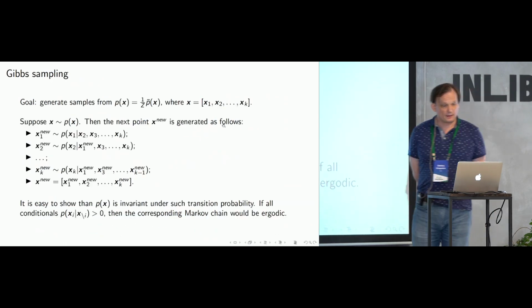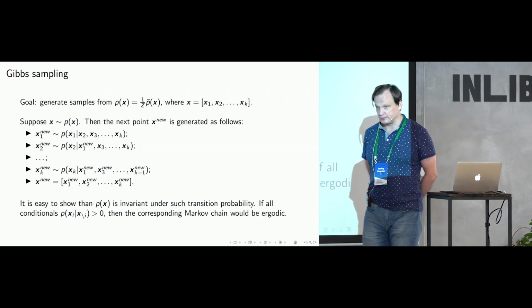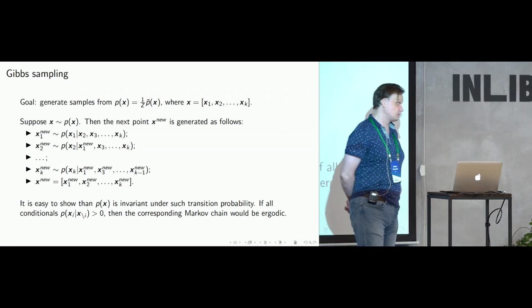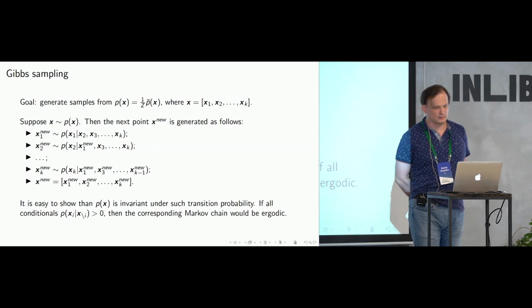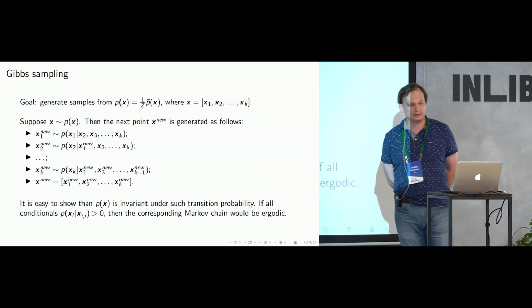Okay. Now let's turn to some particular samplers. We're going to discuss four of them. And the first, and I guess the simplest one, is the so-called Gibbs sampler.